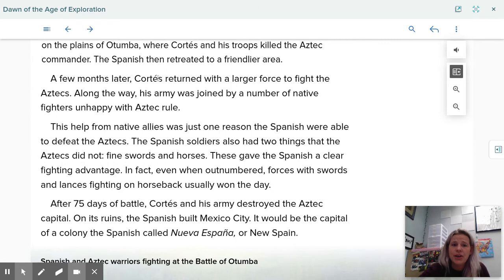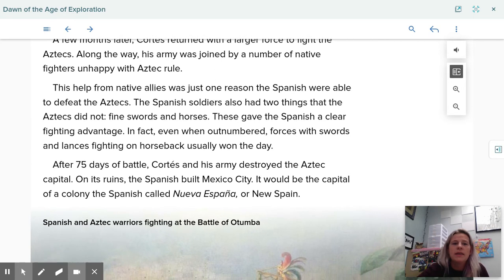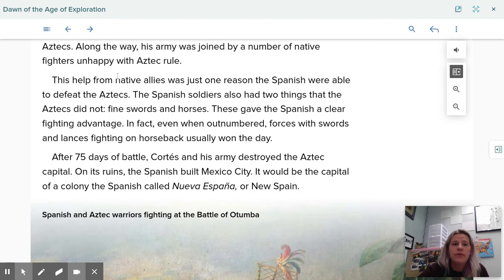A few months later, Cortez returned with a larger force to fight the Aztecs. Along the way, his army was joined by a number of native fighters unhappy with the Aztec ruler. So they got more people to join them that were unhappy with Aztec rule to defeat the Aztecs. This help from native allies was just one reason the Spanish were able to defeat the Aztecs.